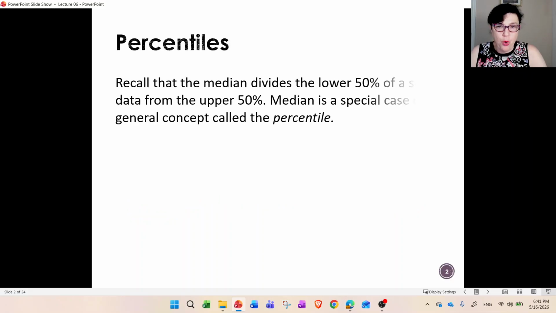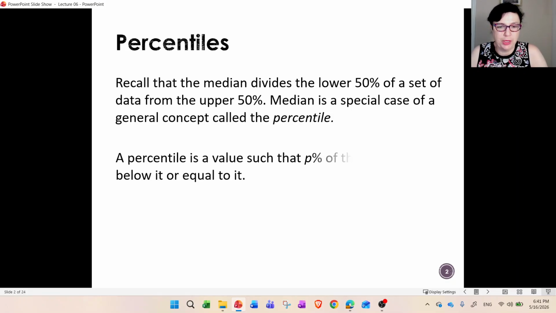Now, you might not know it, but actually you already learned in this course one specific percentile, which is the median. The median divides the data into two halves. 50% is below and 50% is above, approximately, okay? And that's actually a special case of a percentile. Now, what is in general a percentile? It is going to be a value, pth percentile, like 20th, 35th, whatever, such that p% of the data is below or possibly equal to it, okay?